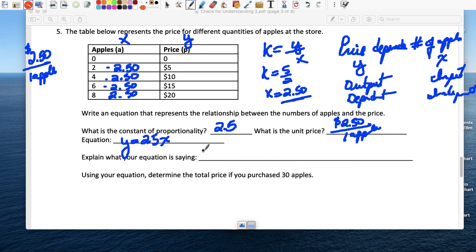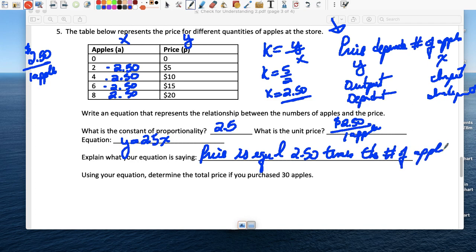What's your equation saying? I'm not going to write it again. So it says here that the price that you pay is equal to 2.50 times the number of apples. All right, so that's if it's proportional.